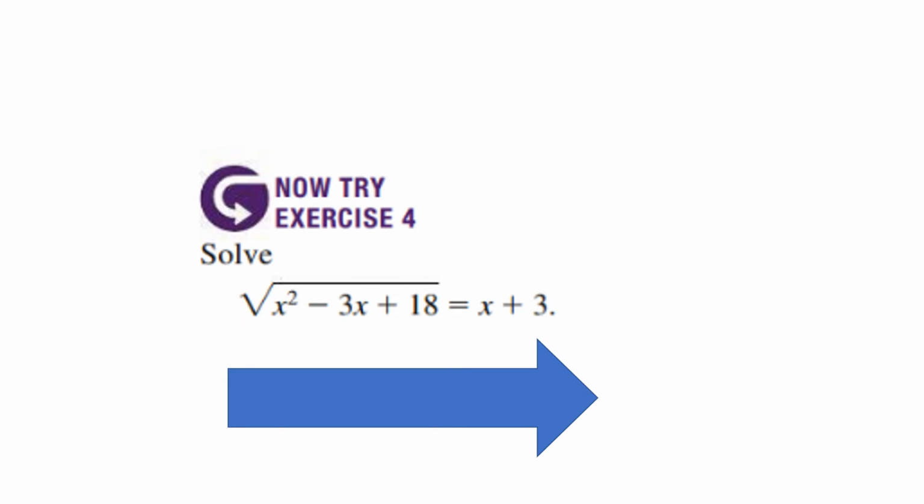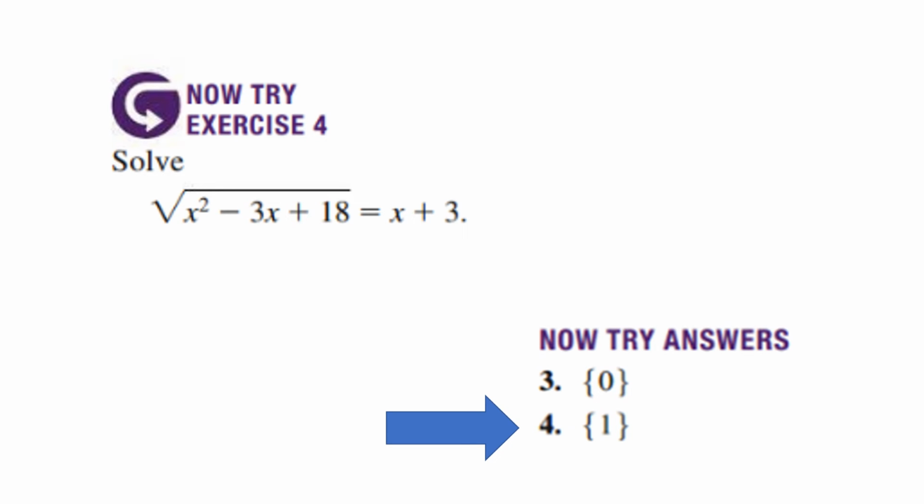Here's one for you to try. The square root of x squared minus 3x plus 18, that's all under the radical, is equal to x plus 3. Please pause the video and try to solve this. Let's see how you did. You should have gotten one solution, and it is x is equal to 1.